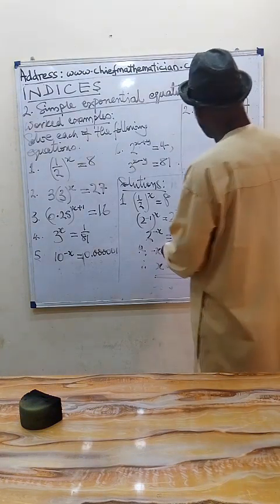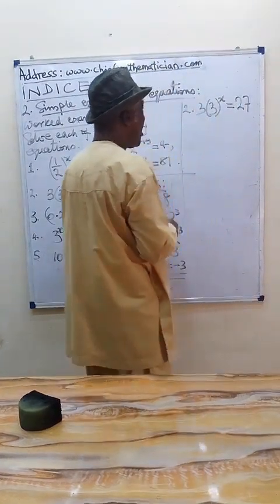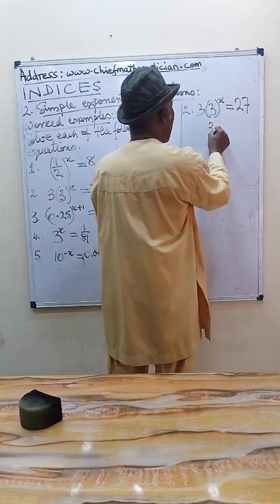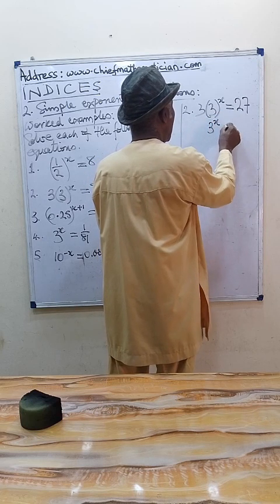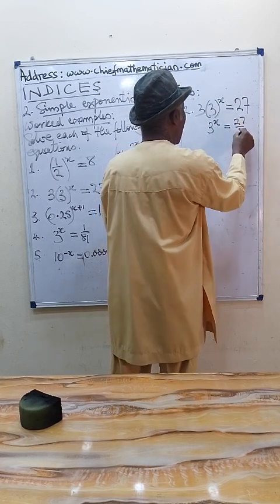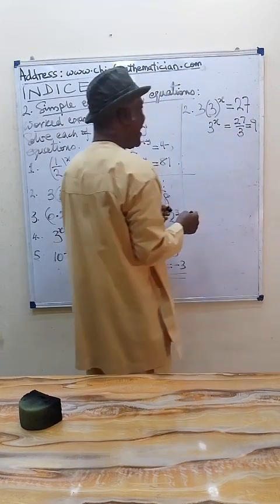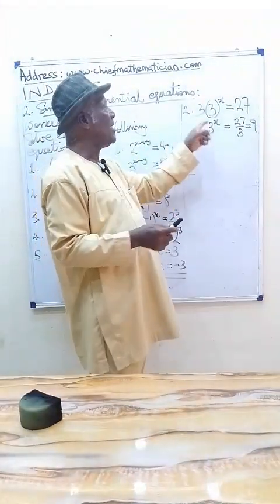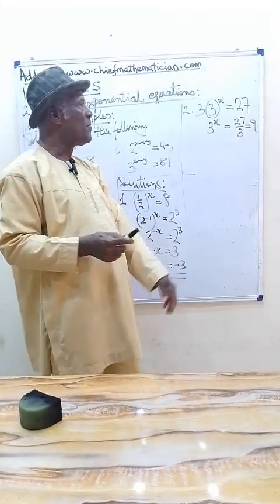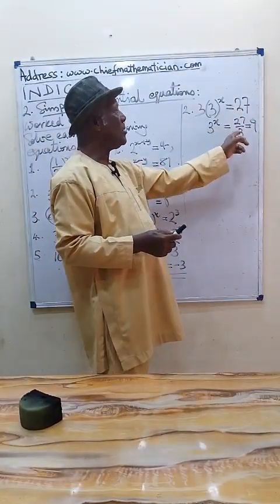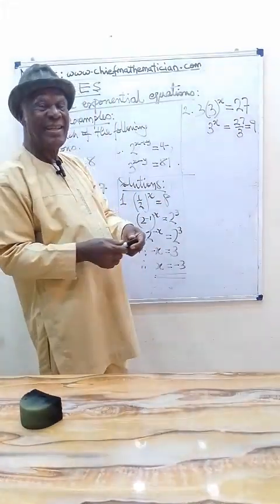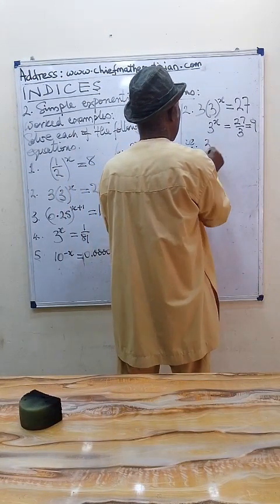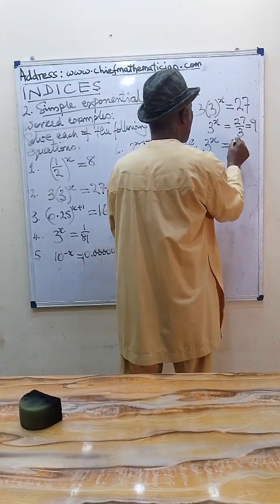Now, what do you observe here? Very clearly, 3 to the power x is equal to 27 over 3, which is what? 9. We begin with that. That is, divide both sides of the equation by 3. 3 to the power x is equal to 9. And 9 is 3 raised to the power 2. That is 3 raised to the power x is equal to 3 raised to the power 2.